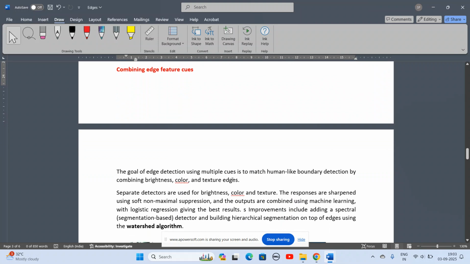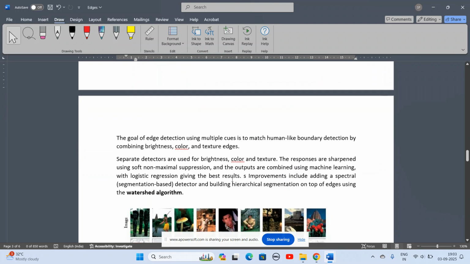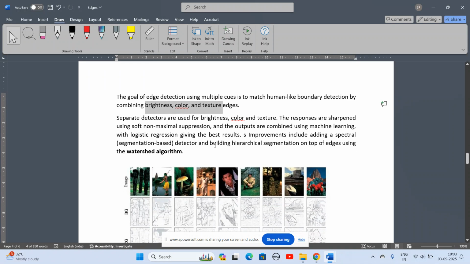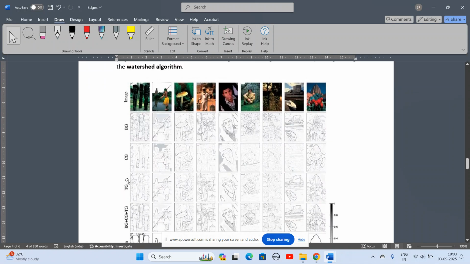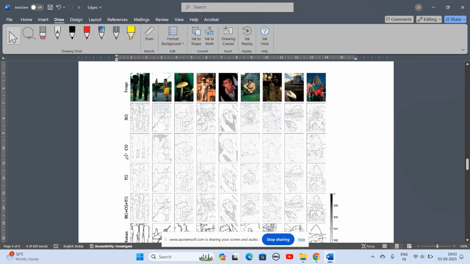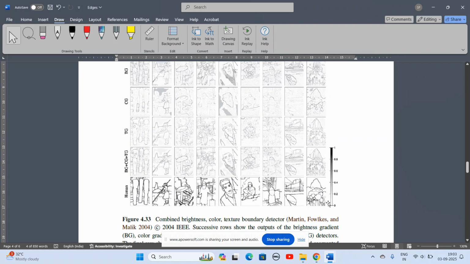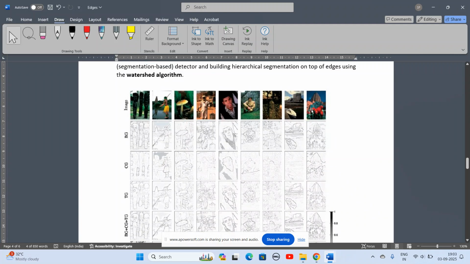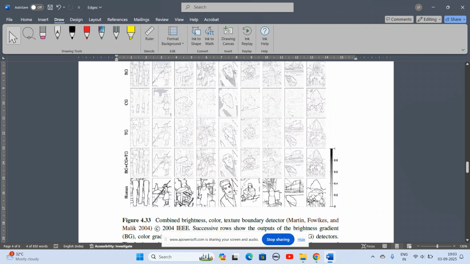Next, combining edge feature cues. Human eyes are very good at combining brightness, colors as well as textures. Machine learning algorithms should also do that. Let us see this. Here, this is the original image. The last one represents the human-found boundary detector. If you give this image to a human to identify only the edges or boundaries, they'll draw like this. That is the final image.